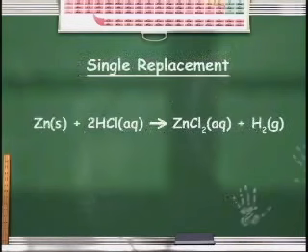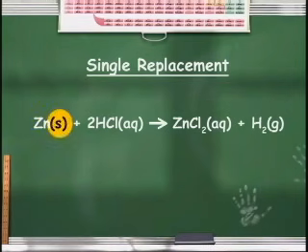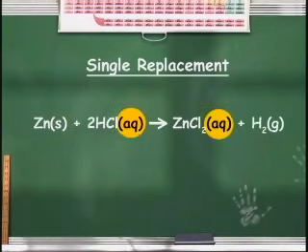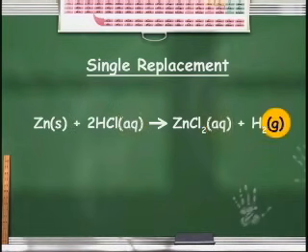Consider the following reaction. When hydrogen gas is needed in the lab, the reaction of zinc and hydrochloric acid is used. The equation is written Zn plus 2HCl yields ZnCl2 plus H2. Notice that the reaction tells you the state of the substances taking part in the reaction. The zinc is a solid. The hydrogen chloride and zinc chloride are dissolved in water, and the hydrogen is a gas.